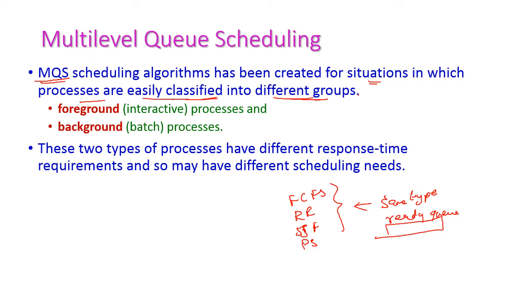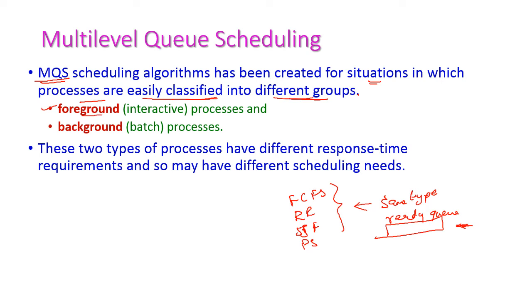If the processes are classified into different groups, then we cannot use a single ready queue for the scheduling, because the groups of processes may have different requirements. So based on the requirement, we have to create different ready queues. Here we can have two different types of processes.